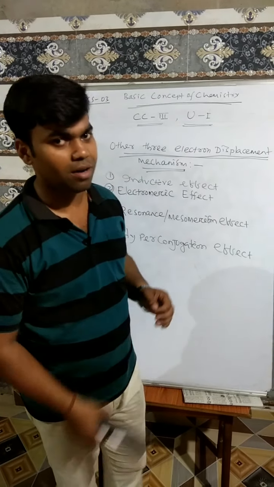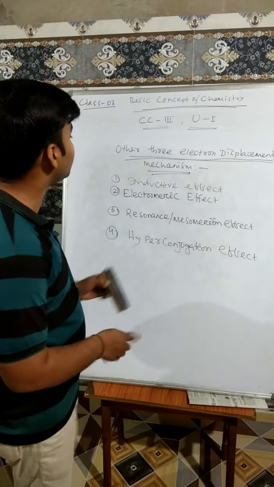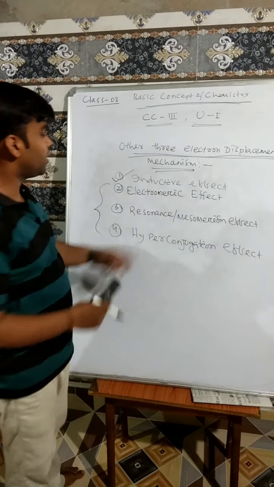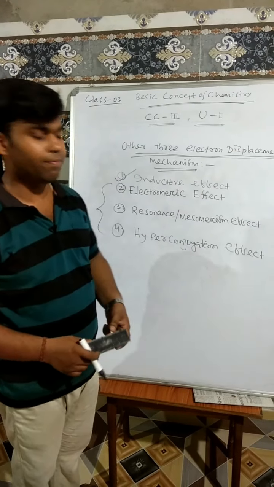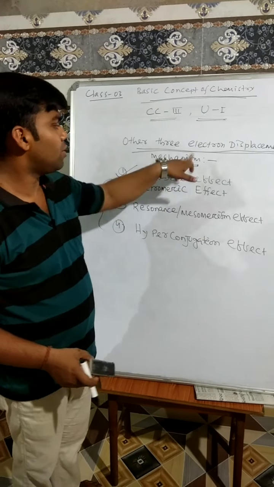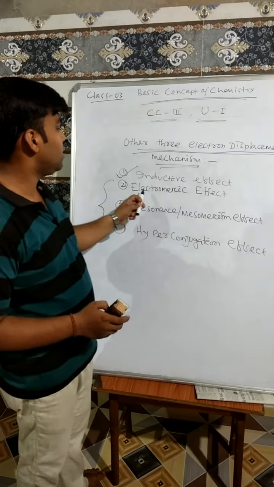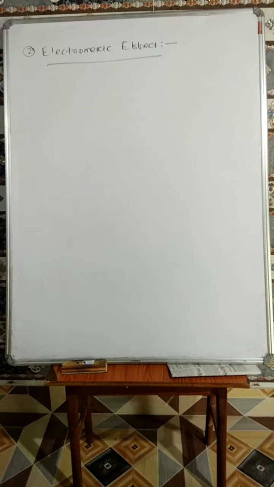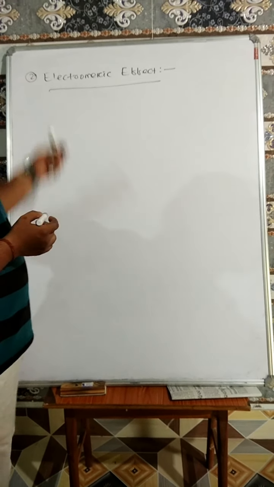In the previous class, I discussed one of the important electron displacement mechanisms, that is the inductive effect, and the rest three, that means the electromeric effect, resonance or mesomerism effect, and hyperconjugation effect. Now I am going to discuss these three left electron displacement mechanisms. Now let's start the second one, that is the electromeric effect.